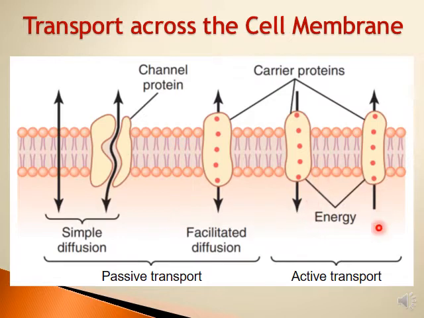Another type of transport is called active transport. It is called active because we need ATP. We need ATP either directly, and this is called primary active transport, or indirectly, and this is called secondary active transport. And I'll explain in detail, in the coming slides, the main differences between primary and secondary active transport.